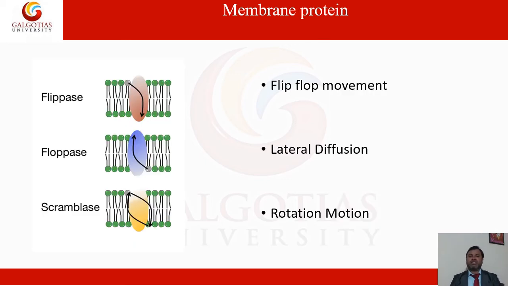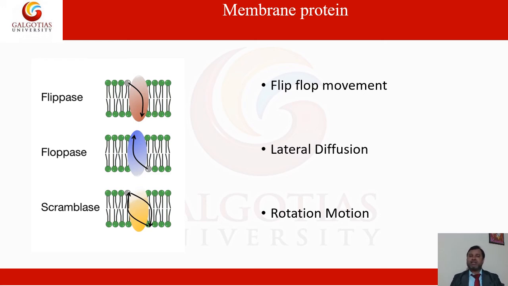So here in this diagram we can see the membrane proteins. There are three types of proteins present on the cell membrane: flippase, floppase and scramblase. Flippase protein is responsible for the movement of lipid from the outer surface to the inner surface, while floppase is responsible for movement of lipid from the inner surface to the outer surface, and scramblase is responsible for the movement in both directions. So on the basis of these proteins, there are three types of movement present in the cell membrane. First one is the flip-flop movement.